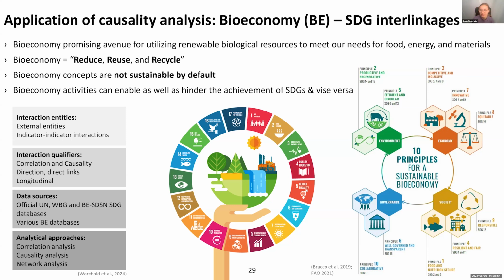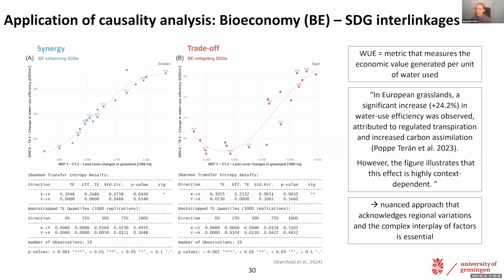just to give you an insight into what it actually means at the indicator level when we talk about causality analysis. I have given you here 2 examples. On the left side, which is A, you see a synergistic interaction, and on the right side, you see a trade-off interaction. A is for Sweden, B is for Spain. So let's dive deep into it.